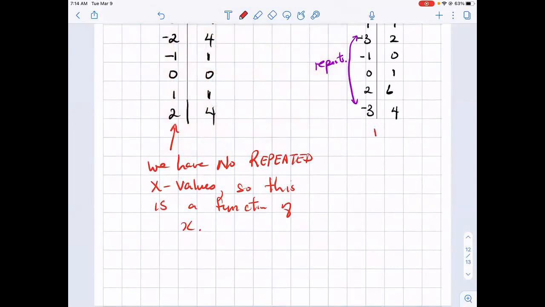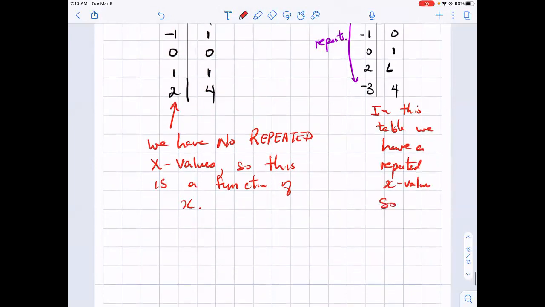So in this table, we have a repeated x value. So this is not a function of x. So you want to be really careful, right? We want to be careful because we are only looking at functions of x, right? So you want to make sure you stress that it's not a function of x.